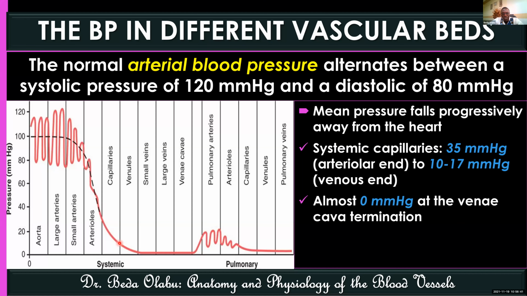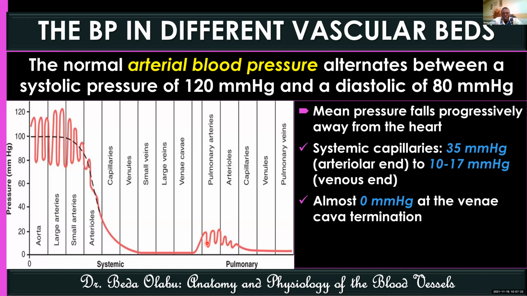The pressure still falls so that in the venules and in the veins, the blood pressure goes to almost zero. So there's almost 0 millimeters of mercury at the termination of the vena cava. There's very little pressure, almost 0 at the vena cava, or actually 0. Luckily, that blood enters the heart again, the right heart chambers, and so the heart will pump it again to the pulmonary circulation. And so the pressure will rise again.